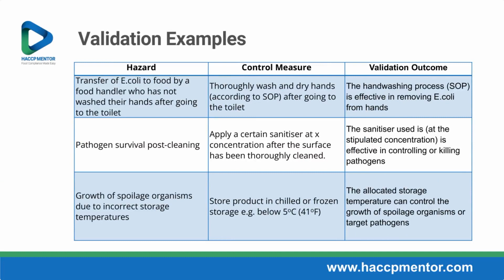Let's have a look at some other ones. Hazard being transfer of E. coli to food by a food handler who has not washed their hands after going to the toilet. Control measure, thoroughly wash and dry hands according to your SOP, standard operating procedure, after going to the toilet. Then we're asking the question, we need to validate that the hand washing process is effective in removing E. coli from the hands.